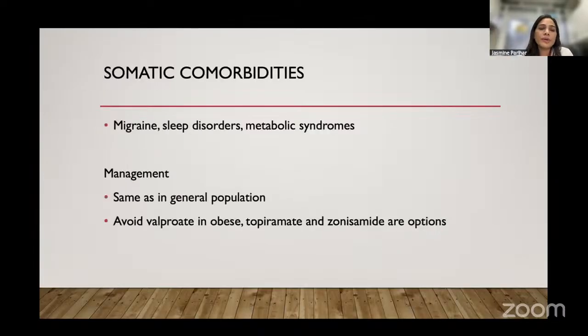Then somatic comorbidities include migraine, sleep disorders, metabolic syndromes. So as we manage in the general population, same thing is to be done. The special thing that you have to worry about is that you have to avoid valproate in the patients who are obese or who are turning obese or who are gaining weight. And topiramate and zonisamide are the drugs that are associated with weight loss. So these can be tried in the obese patients.